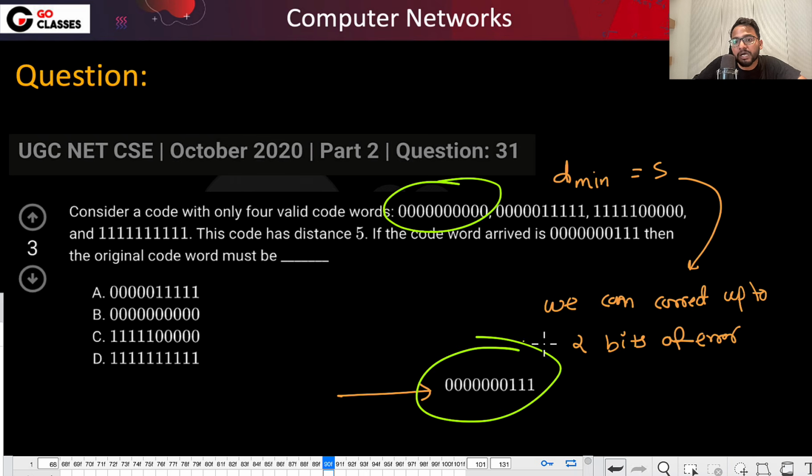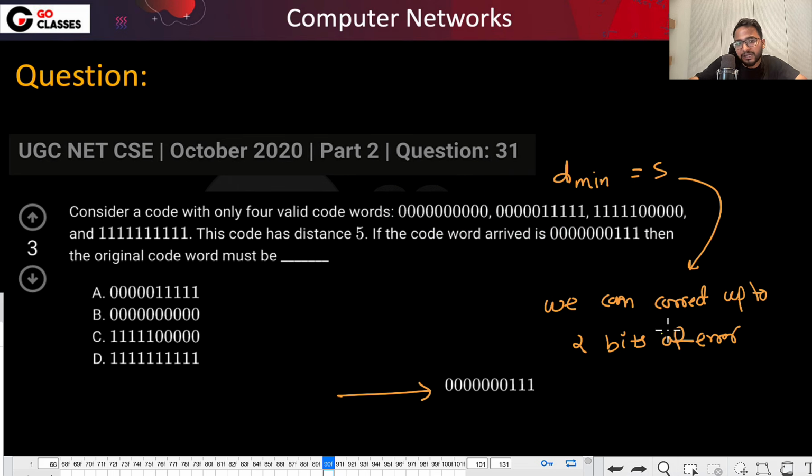You can get this from this. You can get this from this. You never know how many bits of error have occurred. So they should give it in the question itself. The question is a little incomplete. They should give some channel property.